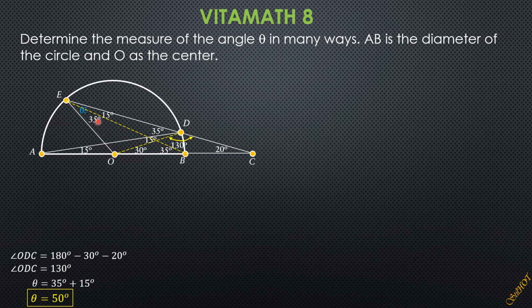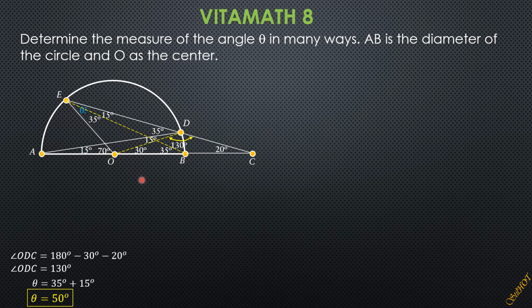So this is also 35 degrees because 15 degrees plus 35 degrees equals 50 degrees, which is also the same as this. It is also the same as this because this is an isosceles triangle. So that's 35 degrees, and therefore this is 2 times 35 degrees, 70 degrees.